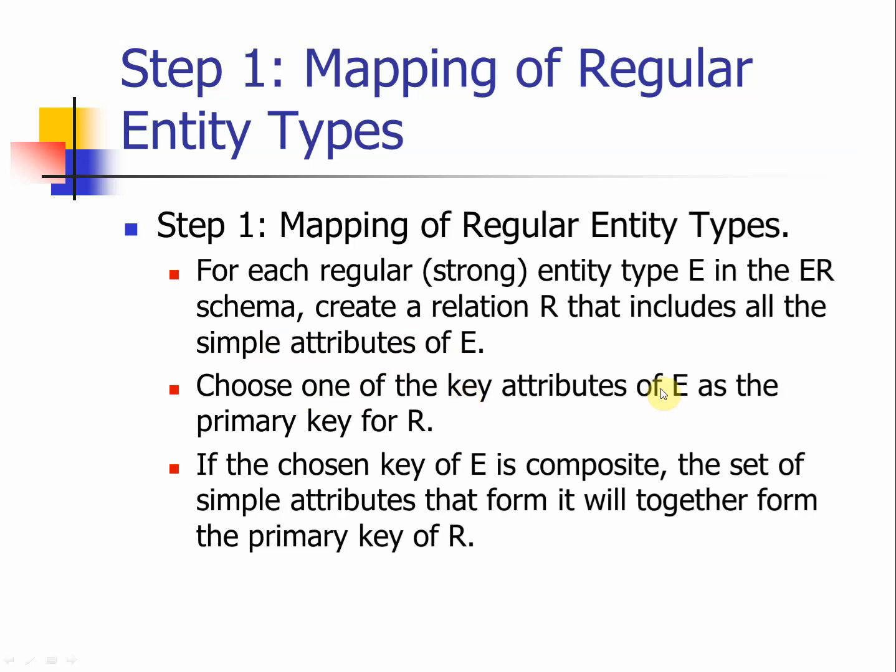Choose one of the key attributes of the entity as the key attribute for the relation, which means we need to underline one of the attributes, or attributes to form a composite primary key. If the chosen key of E is composite, this is exactly what I'm talking about. The set of simple attributes that forms it will together form the primary key of the relation.